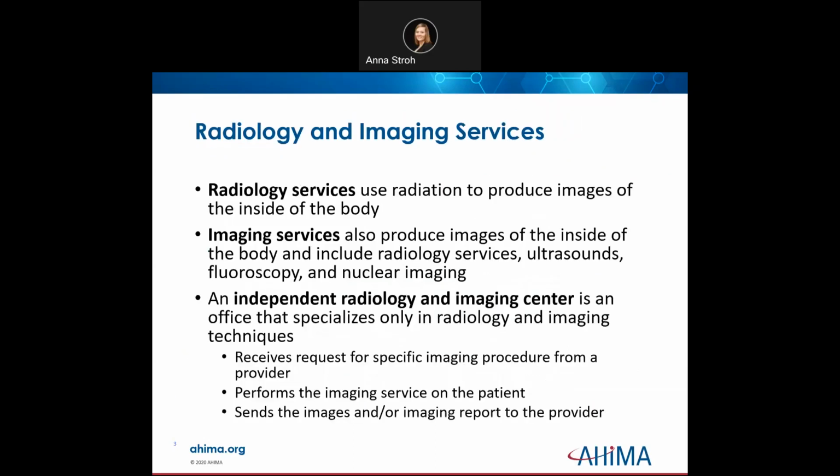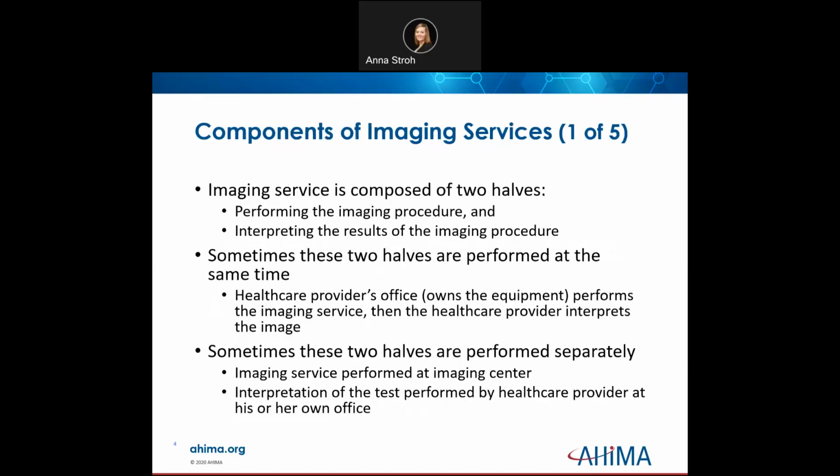When we talk about radiology services, we're talking about services that use radiation to produce images of the inside of the body. Imaging services also produce images of the inside of the body and include radiology services, ultrasounds, fluoroscopy, and nuclear imaging. An independent radiology and imaging center is an office that specializes only in radiology and imaging techniques. They receive a request or an order for the specific imaging procedure from a provider, perform the imaging service on the patient, and then send the images and/or imaging report to the provider.